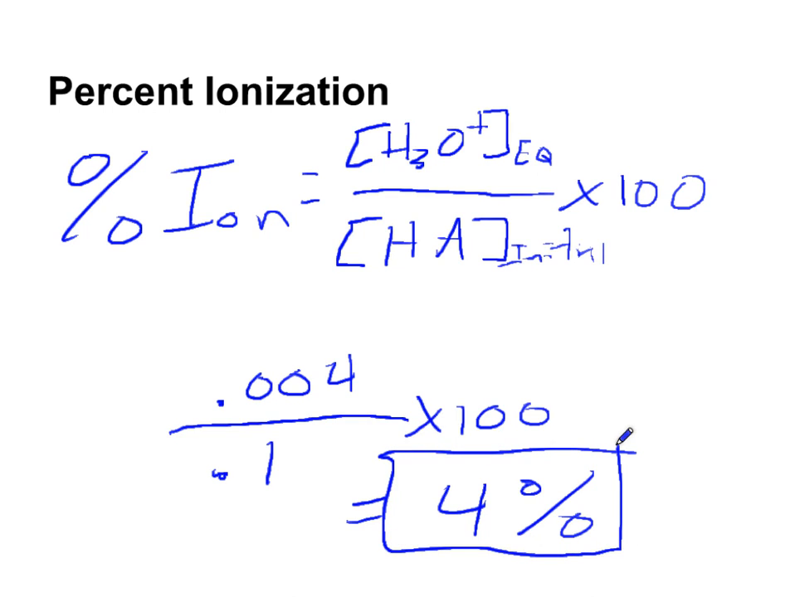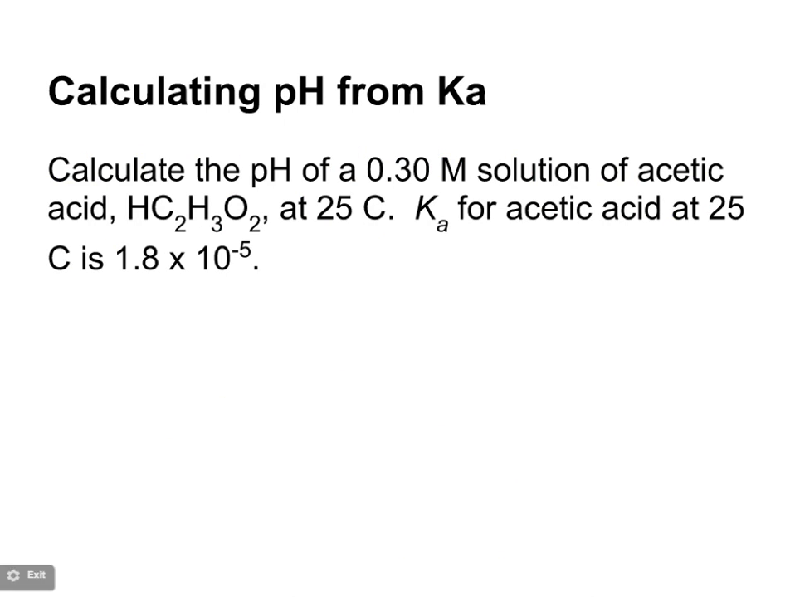So, it's obviously a very weak acid. If a strong acid dissociates 100%, this one only dissociated 4%. Just remember that this is our general form for calculating the percent ionization of a weak acid. Let's look at another one. This time we're going to calculate pH from the Ka. So we need to find the pH of a 0.3 molar solution of acetic acid at 25 degrees Celsius, and Ka for acetic acid at 25 Celsius is 1.8 times 10 to the negative fifth.